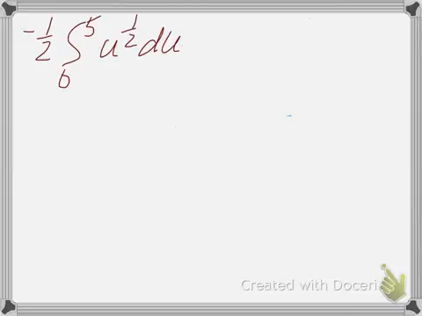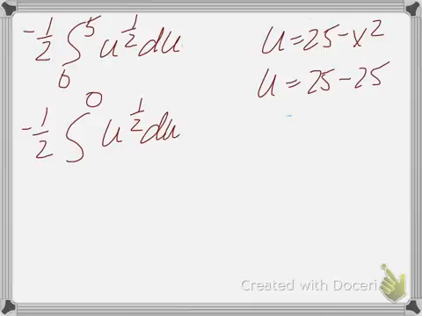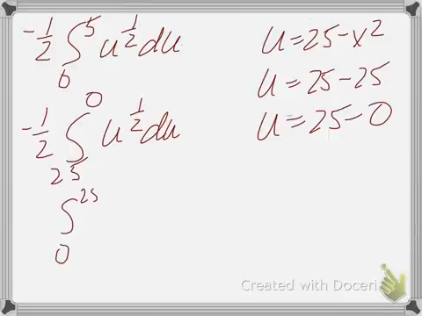Okay, so we know that u equals 25 minus x squared. So if we put the upper limit, which is 5, in here, we're going to get u equals 25 minus 25, and u would be 0. And then we put the lower limit, which is 0, in there. We're going to get 25 minus 0, which is 25. As you know, you can't have the bigger number on the bottom, so we're going to have to flip it. And when you do, you have to use a negative on the outside, so this negative 1/2 now becomes a positive 1/2.